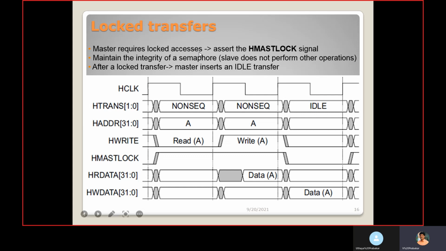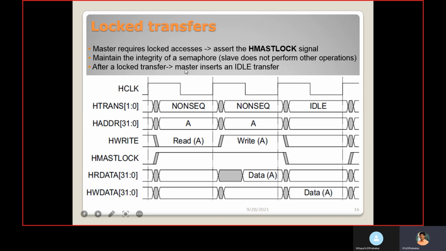Locked transfers. When a master requires locked access, it asserts the HMASTLOCK signal. When you make it one, it will lock the particular slave. This maintains the integrity of a semaphore. You know the semaphore concept, right? The same concept here, performed with the help of HMASTLOCK. The slave does not perform other operations until we release the HMASTLOCK signal.